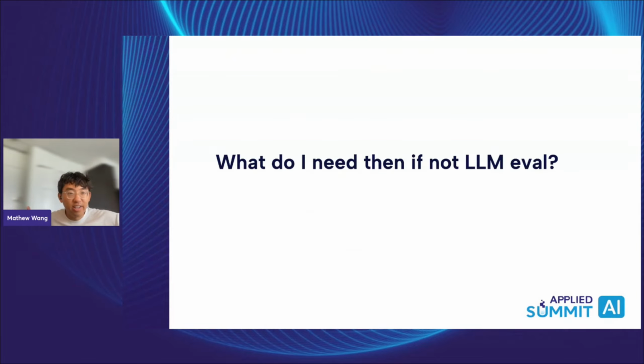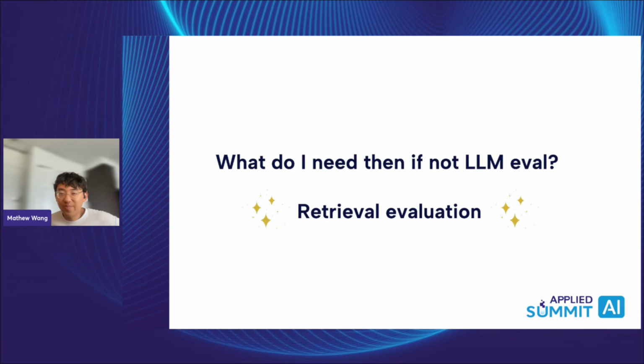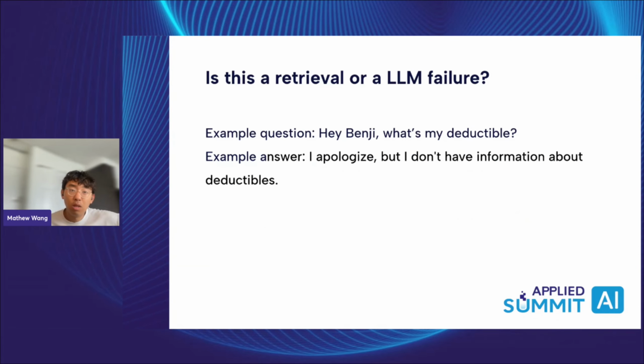So to answer the question implied in the talk's title, what do you need then if not LLM evaluation or evaluating your answers? Retrieval evaluation is the answer, or a part of the answer. So when I say retrieval evaluation, basically what I mean is when we go back to thinking about what RAG is, there are two parts. There's retrieval and the generation part. Retrieval evaluation is just focused on evaluating that first component, whereas when we talk about answer evaluation, that's more of evaluating end-to-end, both the retrieval and the generation, running the whole pipeline.